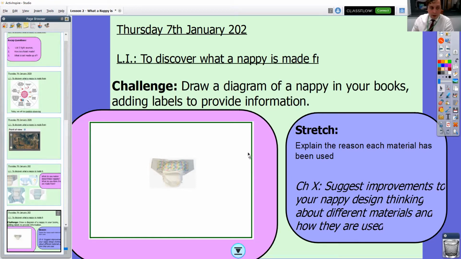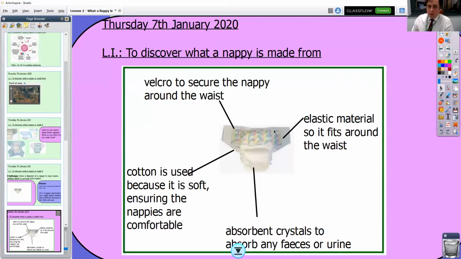Okay, welcome back. Right, so just to go through a few things. So again, we've got Velcro to secure the nappy around the waist. We've got an elastic material so it fits around the waist. Cotton is used because it is soft, ensuring the nappies are also comfortable, and absorbent crystals to absorb any kind of feces or urine or any kind of things like that. So that's the reason we use those different materials there.